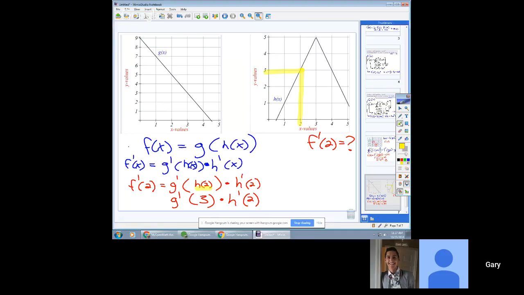G prime is what? It's the slope. So I look at the graph of g here. That's this one. Downhill, negative slope, and it looks like that's a point there and that's a point there. So it looks like I'm dropping 2 and running 1, so the slope is -2 there. And then h at 2 would be this side, and we looked earlier, we thought the slope was 2 there. So it's -2, because that's the slope at 3 for g, times +2, which is -4.